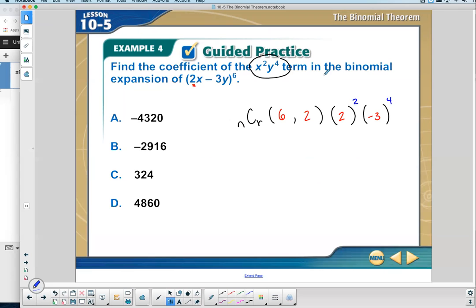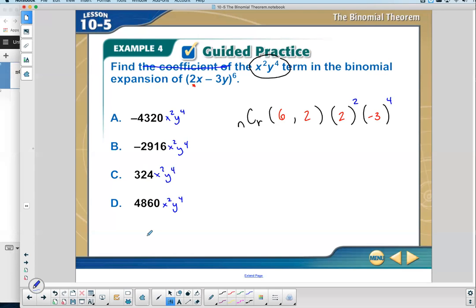By the way, if it was asking for the term and not the coefficient, like if it just said find the x squared y fourth term, then all of these would have x squared y to the fourth additionally at the end of the problem. So just telling you that so you understand more the difference between the coefficient and the whole term. The term is everything with it.